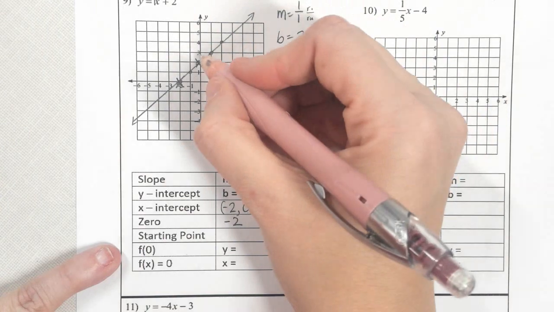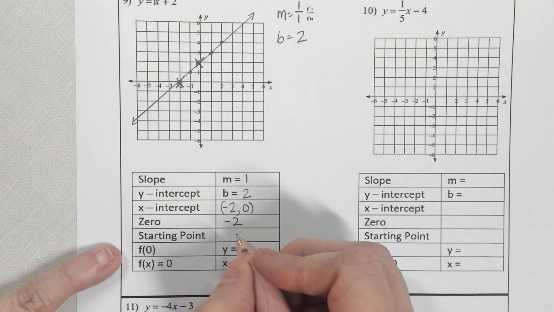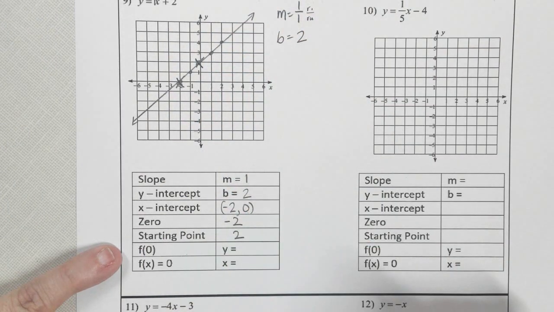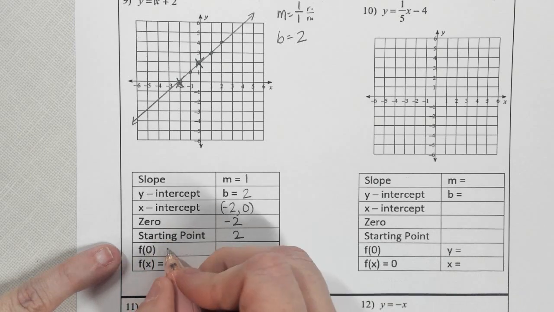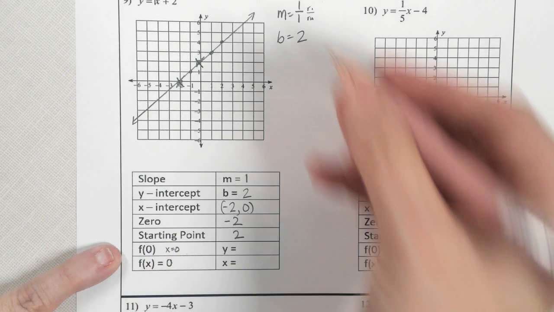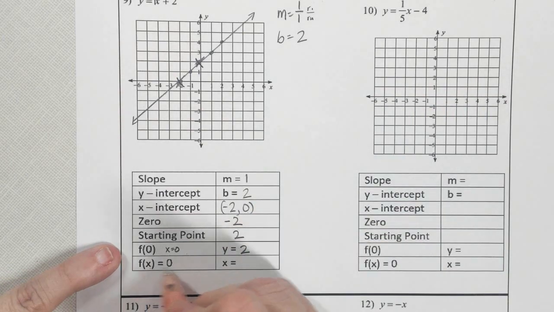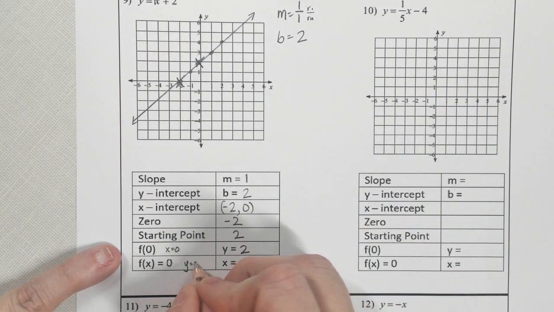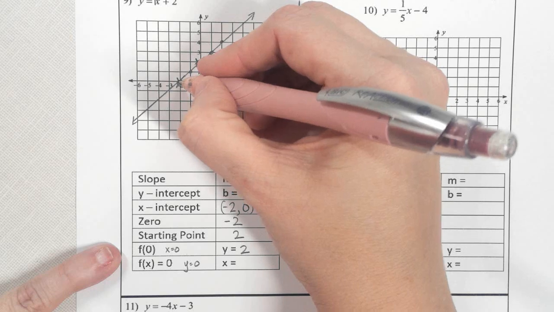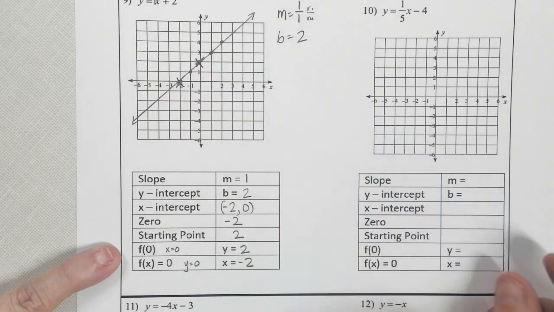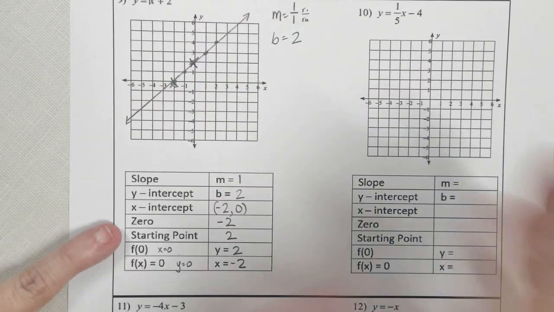What is the starting point? Well, again, the starting point is also the y-intercept, so it starts at 2. f of 0 means when x is 0, what's y? Well, when x is 0, y is 2. f of x equals 0 means when y is 0, what's x? Well, when y is 0, x is -2. That one was really easy.